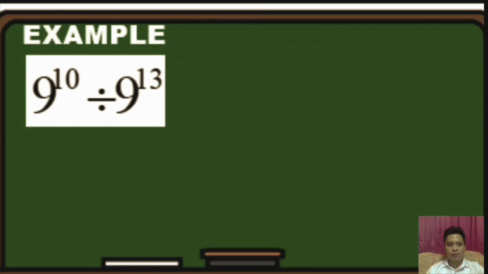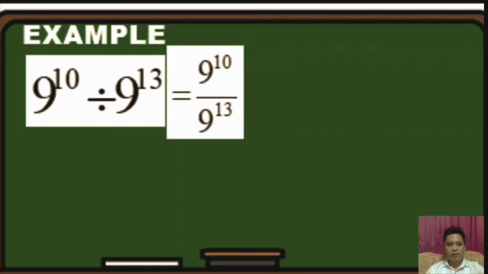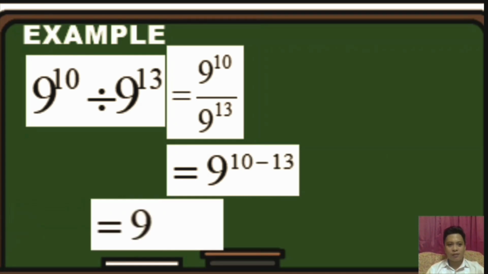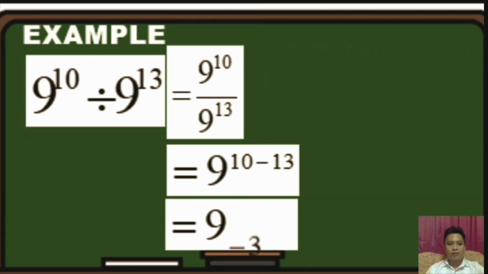Another example, 9 raised to 10 divided by 9 raised to 13. Can also be written as 9 raised to 10 over 9 raised to 13. Simply copy the base since it has the same bases. Subtract the exponents 10 minus 13 and we will get 9 raised to negative 3.